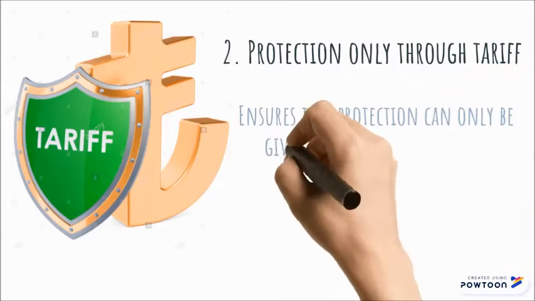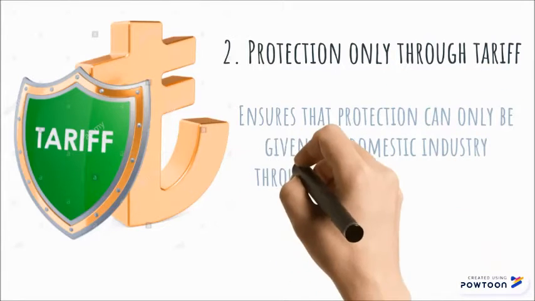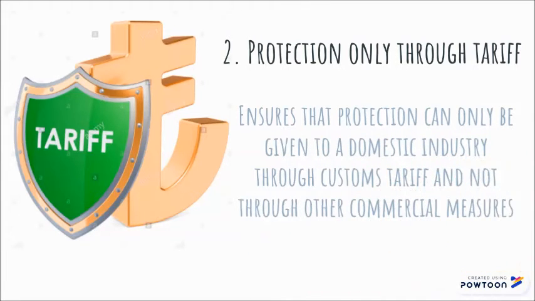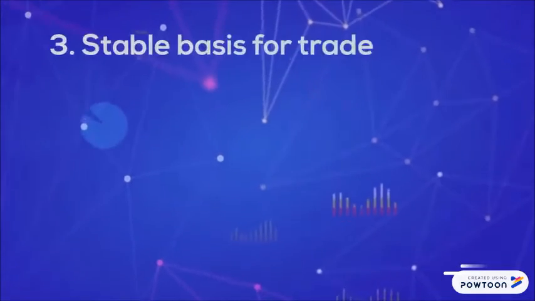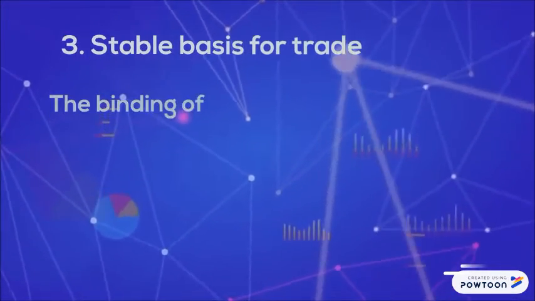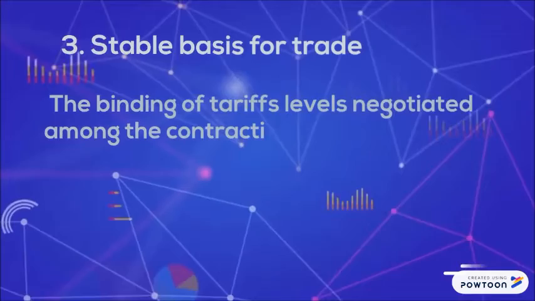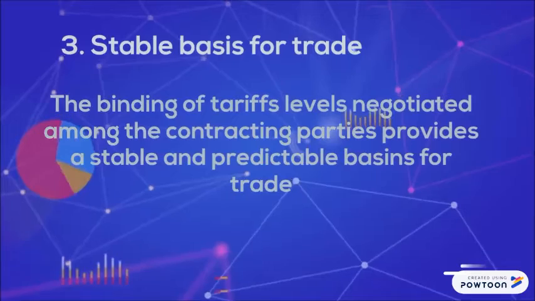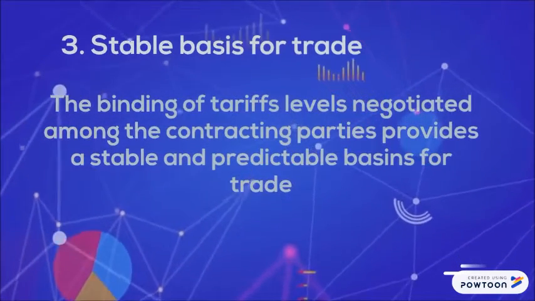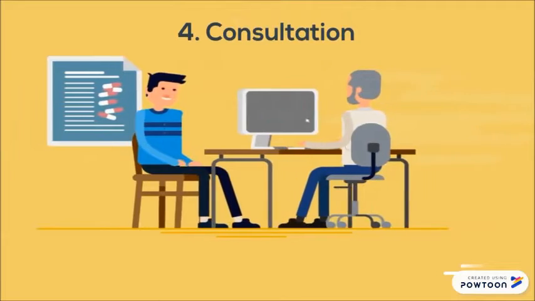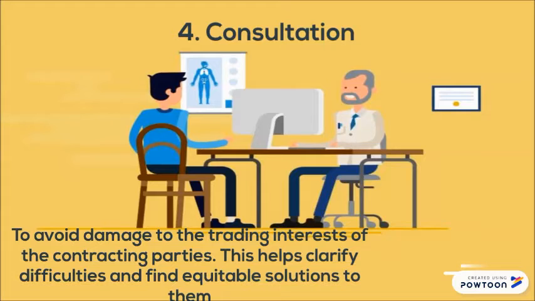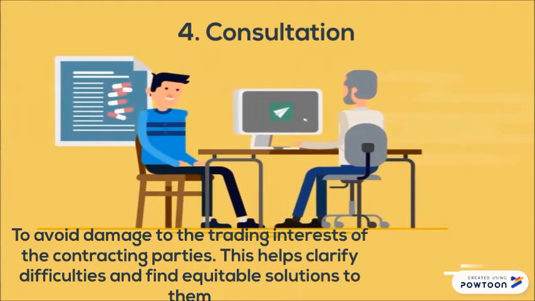Protection only through tariff ensures that protection can only be given to a domestic industry through customs tariff and not through other commercial measures. Stable basis for trade. The binding of tariff levels negotiated among the contracting parties provides a stable and predictable basis for trade. Consultation. To avoid damage to the trading interests of the contracting parties. This helps clarify difficulties and find equitable solutions to them.